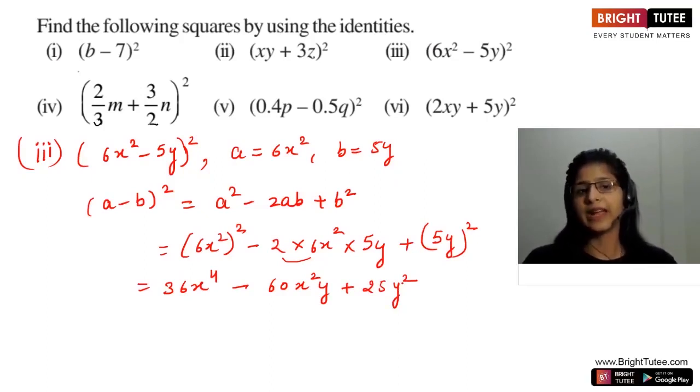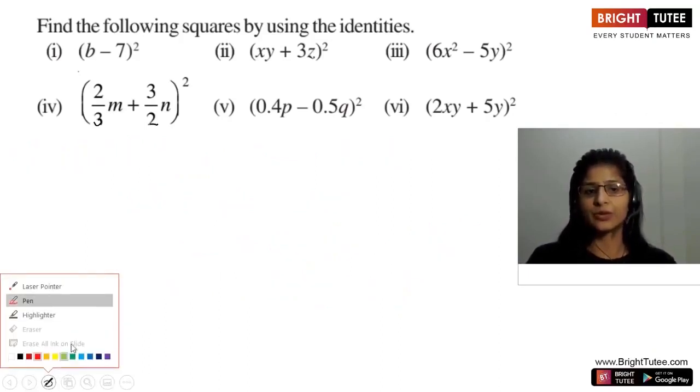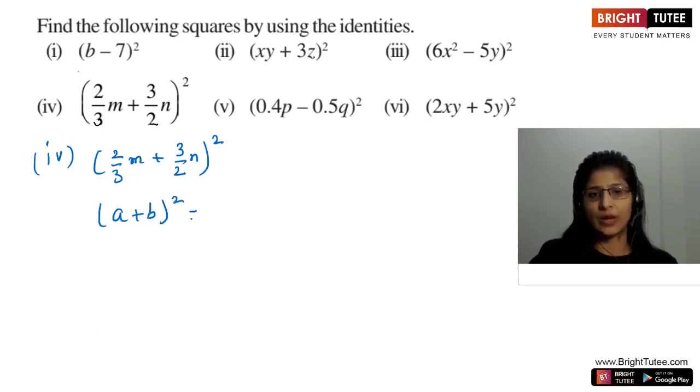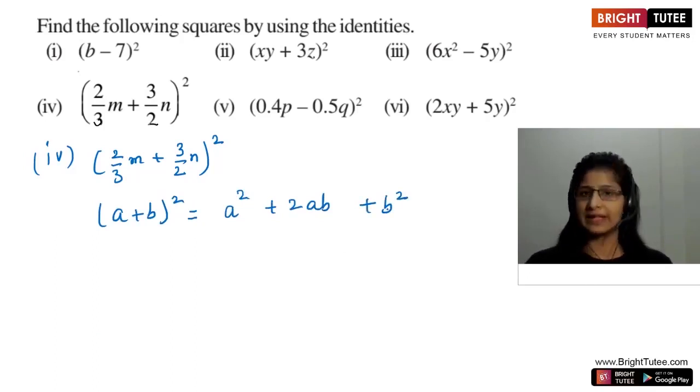Let us think about the next part, that is the fourth part of this question. Can you think of the identity that we have to use? Yes, we have to use a plus b whole square. So the question is (2 upon 3m plus 3 upon 2n) whole square. It is of the form a plus b whole square and the identity is a square plus 2ab plus b square. Whenever in exam you attempt the question or apply the identity, you always have to mention the identity, right? There are always marks given for the formula, for the identities that you use. Don't miss them in the solution.